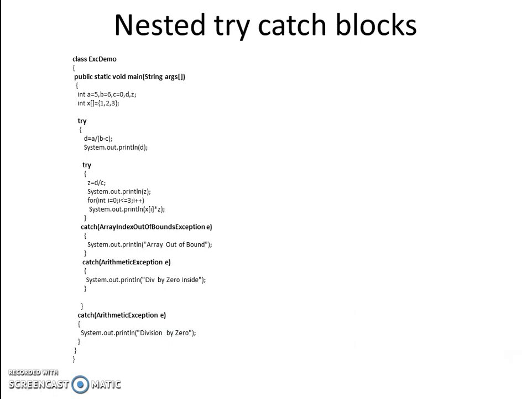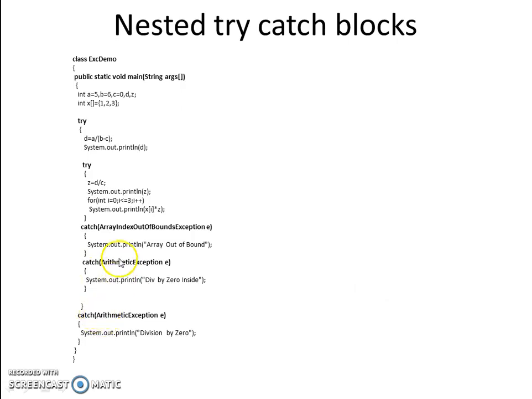Next, we show an example of nested try-catch blocks. Now in this program, inside this outer try block, we have put another try-catch block. If an ArithmeticException occurs here, it will be caught by this catch block. But if an ArithmeticException occurs inside this inner try block, it will be handled by this catch block. And if an ArrayIndexOutOfBoundsException occurs here, it will be caught by this catch block.